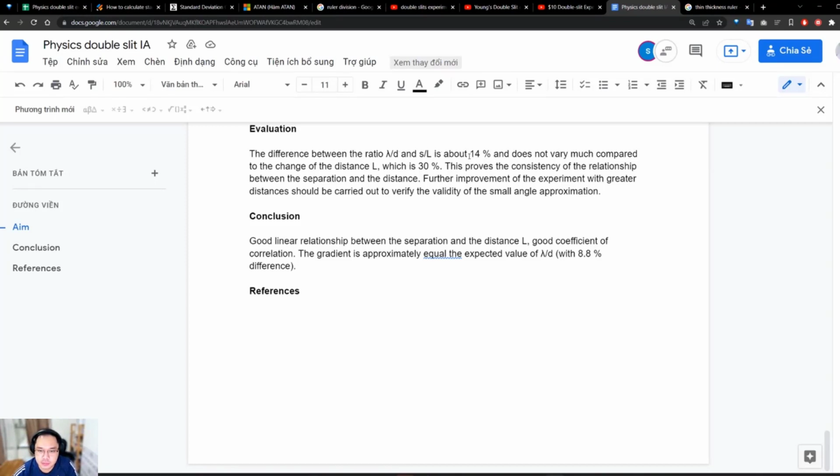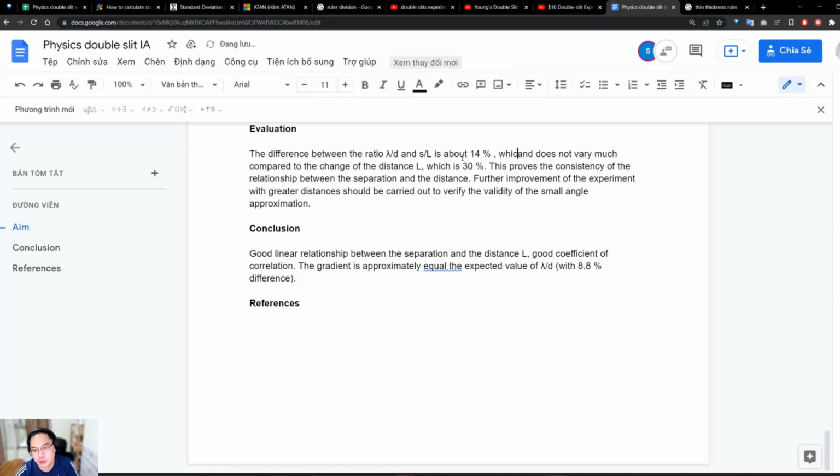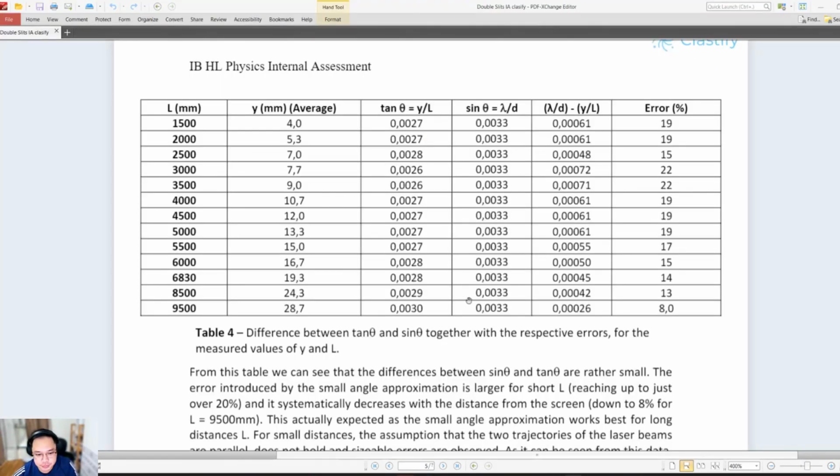It's about 14%, which is not very big, not very large. Great. Not very big. Which would be large, big, great? Very large. Very much compared to the change. Okay.